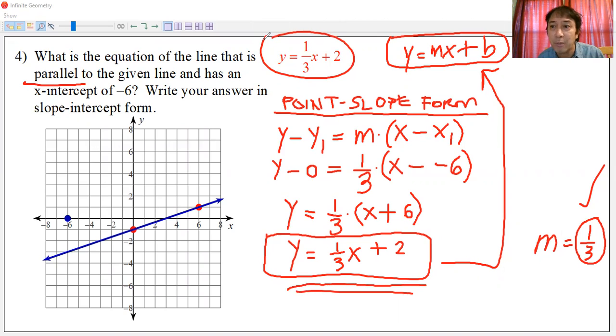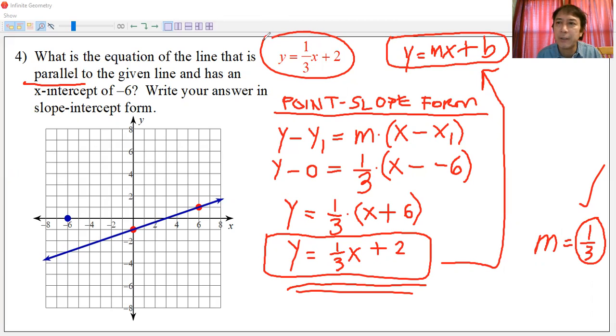So what we did in number 4 is to compute for the slope first, and then use the given point, which is the given x-intercept of negative 6. That means it lies along the x-axis. So the y there is 0. That's why we use negative 6, 0. The points along the x-axis have a value of 0 for y. So that'd be for our number 4.